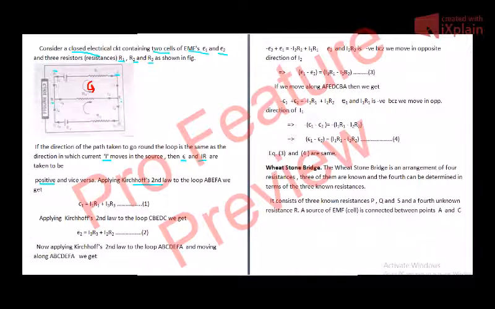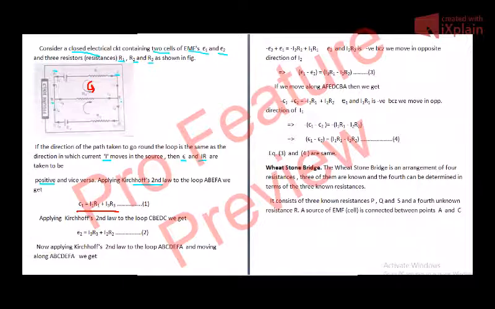We see that the source of EMF in this loop is E1. That is, E1 is equal to I1 R1 plus I3 R3. In this loop we have only one source of EMF, that is E1, so the sum of EMFs will be equal to E1. So E1 must be equal to the sum of the products of currents and resistances, that is I1 R1 plus I3 R3.